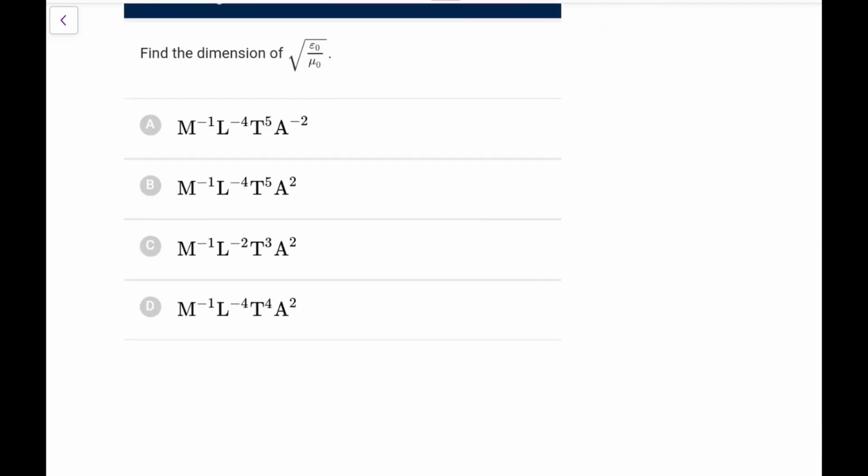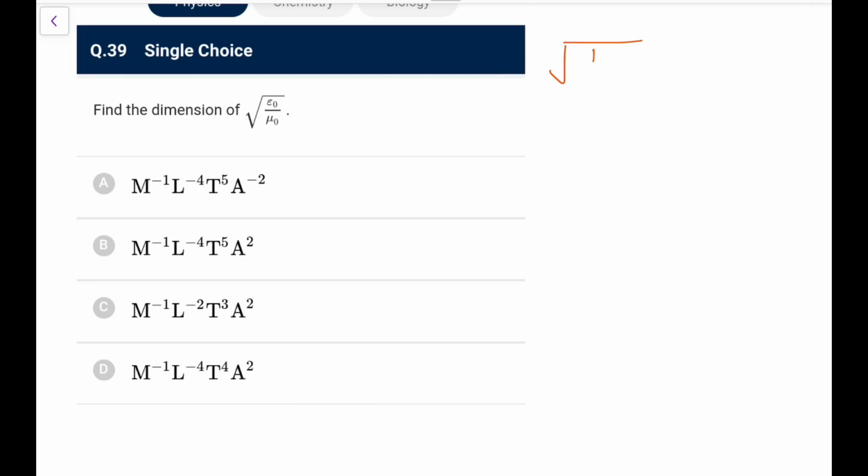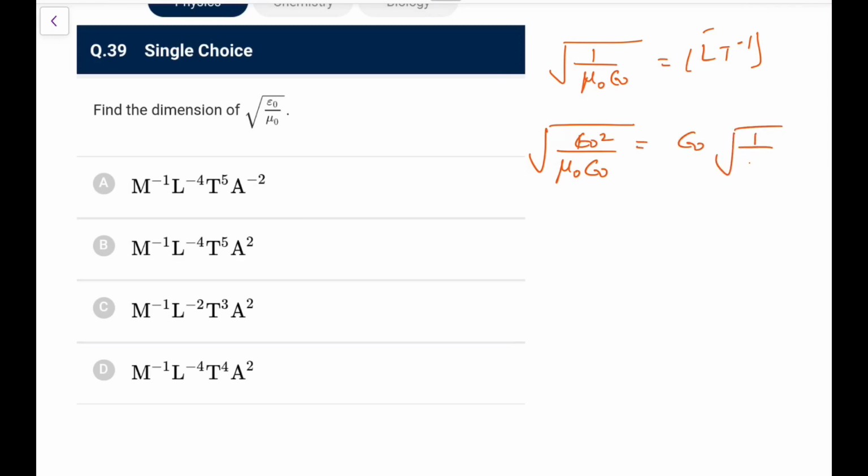Find the dimension of root mu naught by epsilon naught. Now this is a nice little thing that is being asked to you. Dimension, you know, 1 upon mu naught epsilon naught, you are very much familiar, but how to go for this particular one? So let's do it by that only. We know root of 1 upon mu naught epsilon naught has a dimension of LT minus 1. So what I can do with this, I can write it as 1 upon mu naught epsilon naught divided by epsilon naught square, that is epsilon naught into this root of 1 upon mu naught epsilon naught. So this is, I know, LT minus 1. Now this dimension I need to find out.